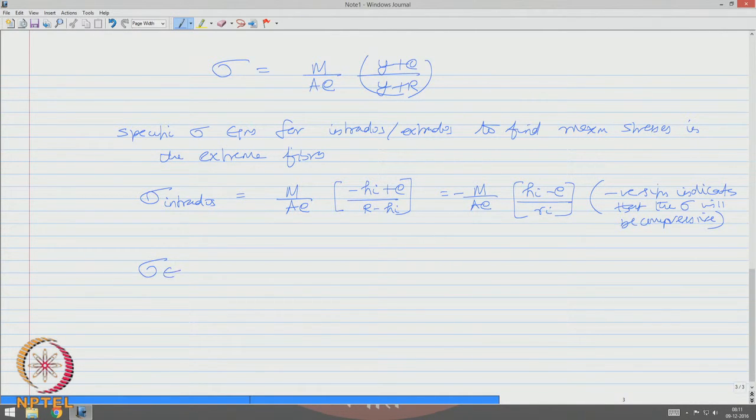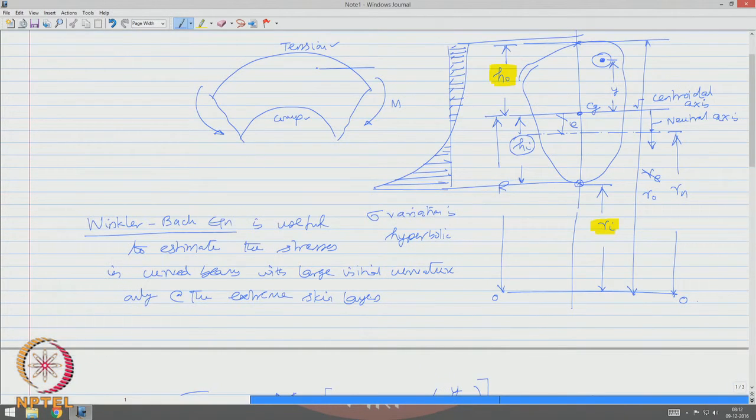Similarly, stress for extrados is M by Ae. Y in this case is going to be Ho plus e, over r plus Ho, which I can say is M by Ae times e plus Ho by r plus Ho, which can be said as Ro.